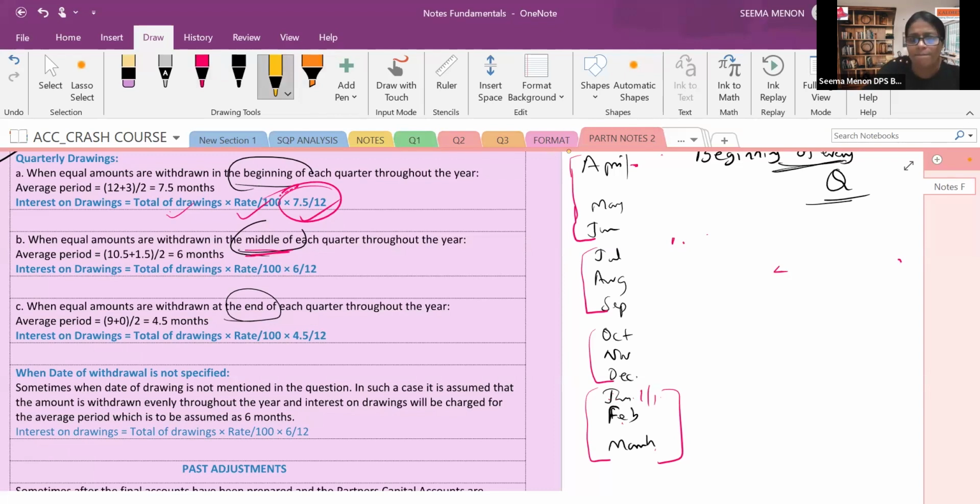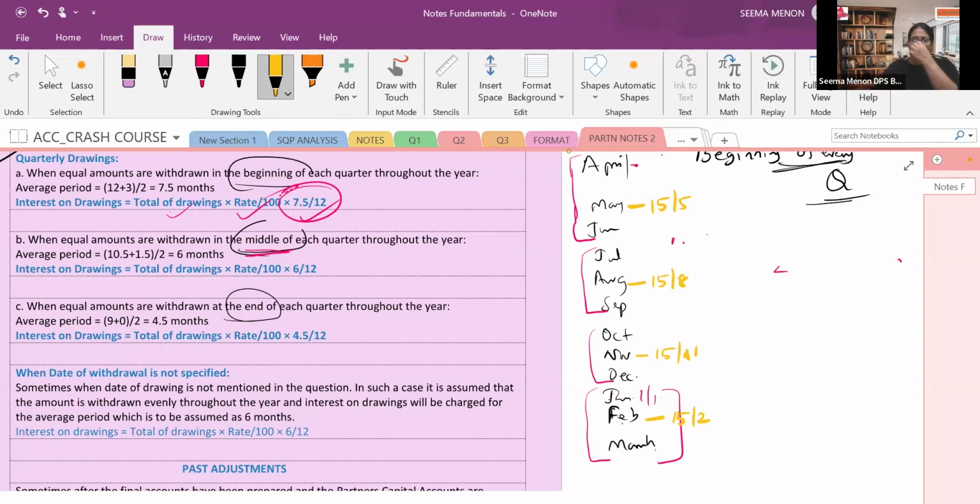Now see the middle of each quarter, that means here he will be withdrawing on 15 May, and here when will they withdraw? 15 August, right? Here they will withdraw on 15 November, and here they will be withdrawing on 15 February.